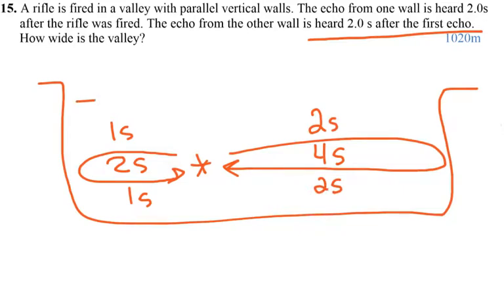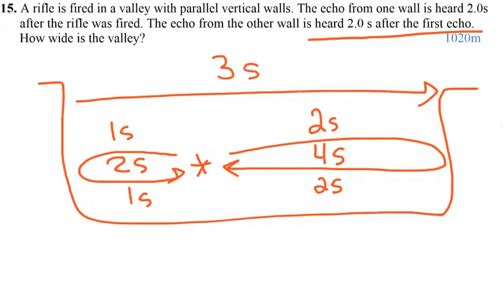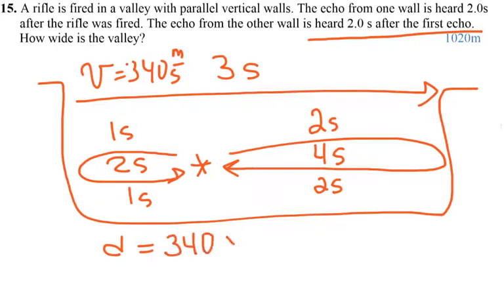So if the sound was traveling from one side to another, it would take 3 seconds. They don't tell you the velocity. That means the velocity is 340 meters per second. So how wide is the valley? The distance between two sides of the vertical walls is the average velocity times the time it's going to take to travel from one side to the other, which gives you 1020 meters.